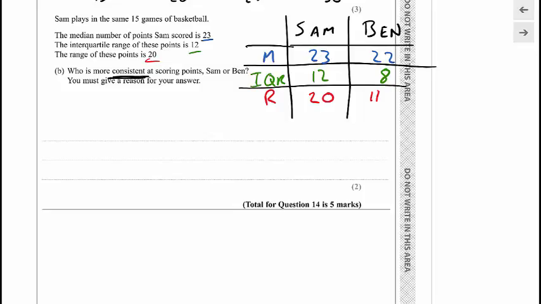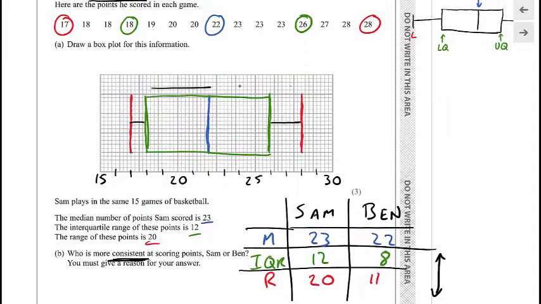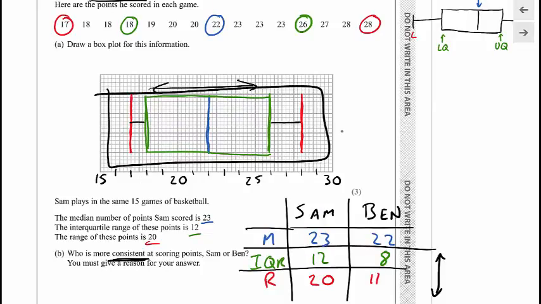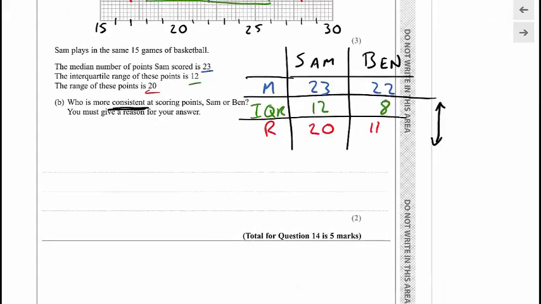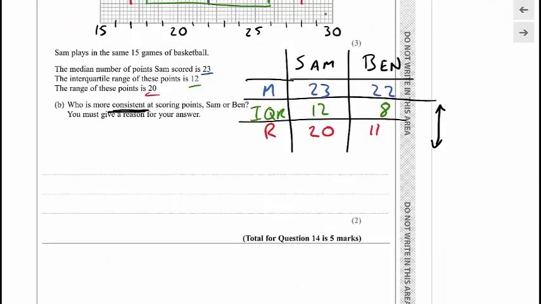So what's going to tell us who's the most consistent at scoring points? We're going to have to look at the spread. We're not looking at the average, we're looking at the spread. The two rows that give us the spread are the interquartile range and the range. The interquartile range is better because it removes the outliers. The higher the value of the interquartile range, the more spread out it is. So this is my interquartile range. If this was more spread out, then we have more spread out data. So who's got the more spread out data? It's Sam.